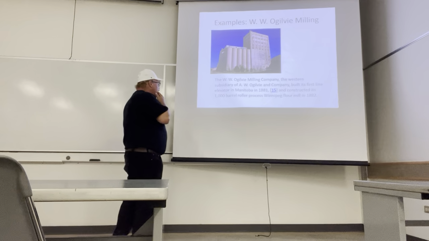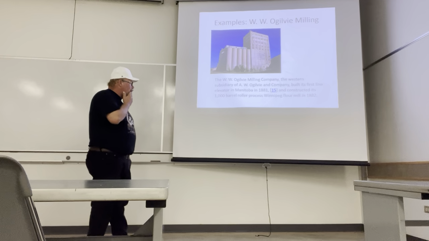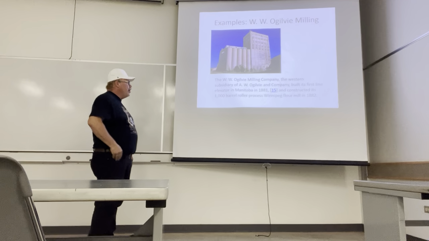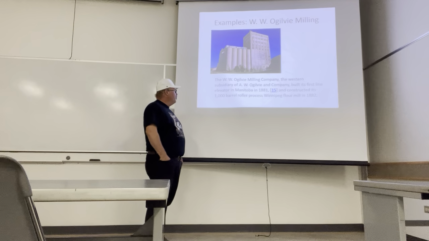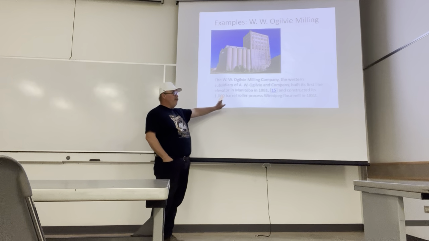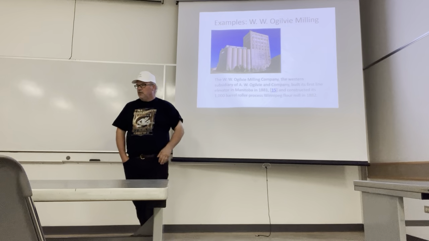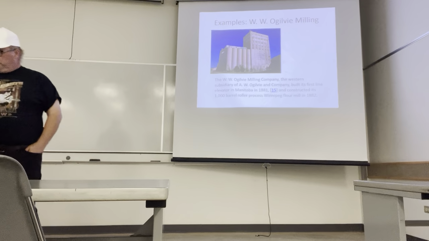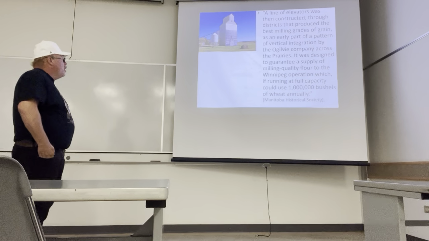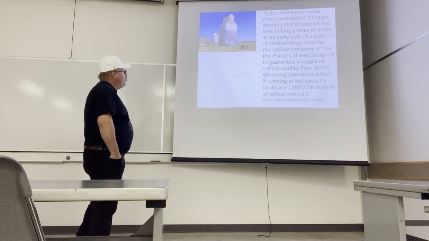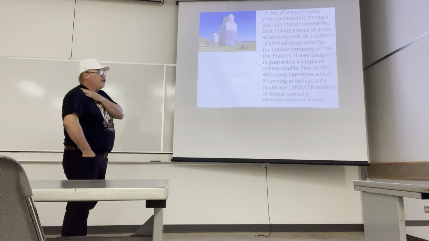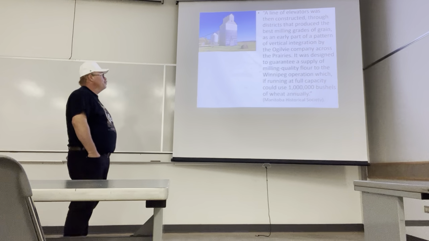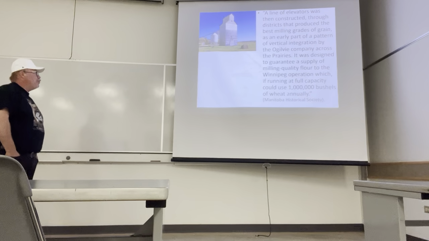The Ogilvy company built the first railway trackside elevator in 1881, and built a very large mill in Winnipeg the next year. They wanted to do 1,000 barrels of wheat a day. That's what that means. And to get access to that much wheat, they built elevators and buying stations all across Western Canada where they thought the right kind of wheat was going to be available. They sent people out to buy wheat and built the infrastructure to do that.